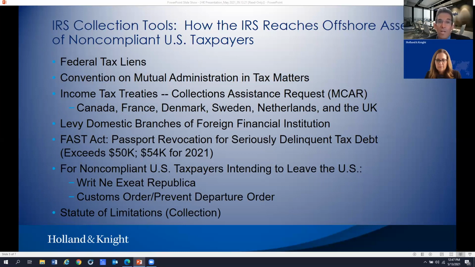We have a grand total of, I think, 6 treaties that have collection provisions in them. That's Canada, France, Denmark, Sweden, the Netherlands, and the UK. That allows a foreign jurisdiction to come to the US and say, please collect out of the US assets of taxpayer ABC, whatever, because they owe us tax here in France.